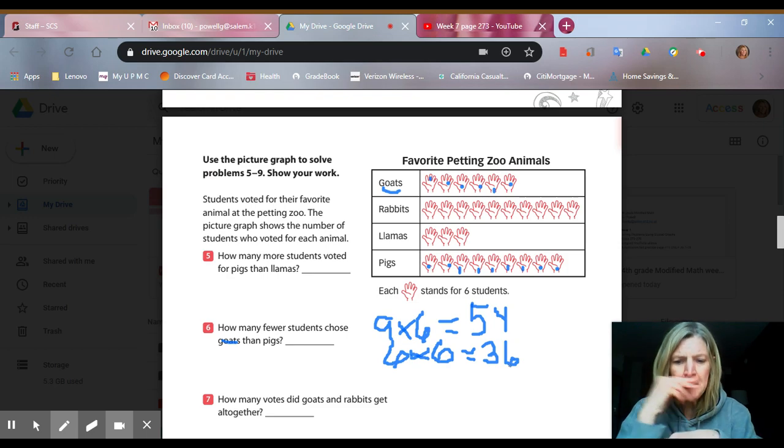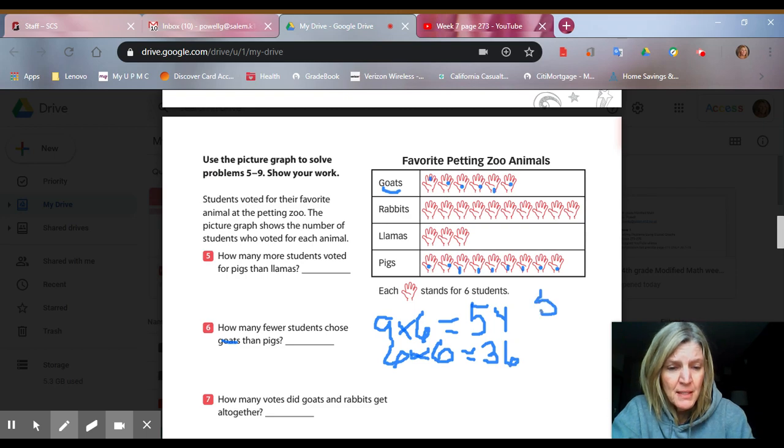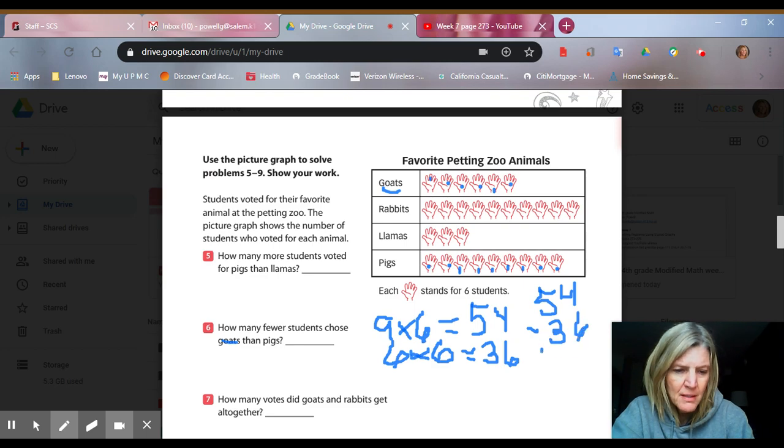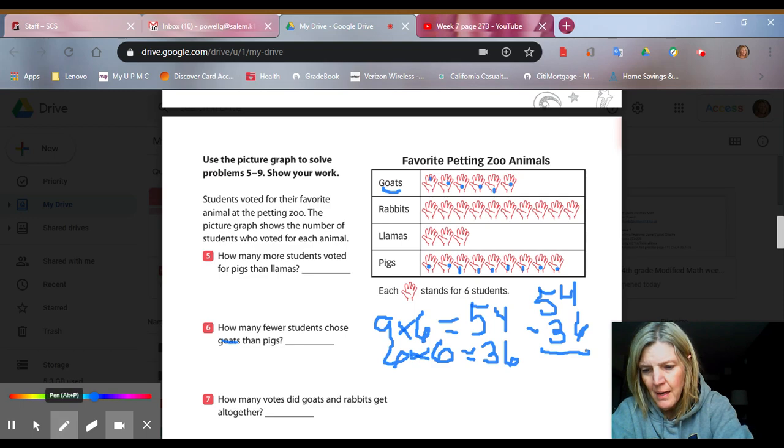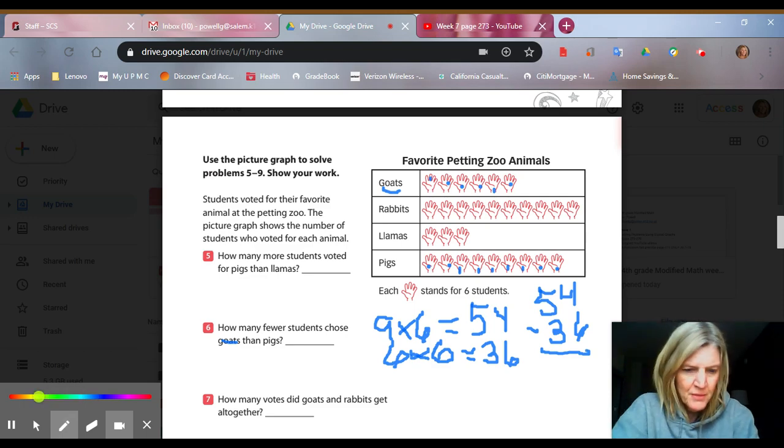Now what do we have to do with these numbers to find out how many fewer chose goats than pigs? Do we add them or subtract them? Oh, that's right. We subtract them. 54 take away 36. Can we subtract 4 take away 6 and get a whole number? Absolutely not. So we have to regroup.